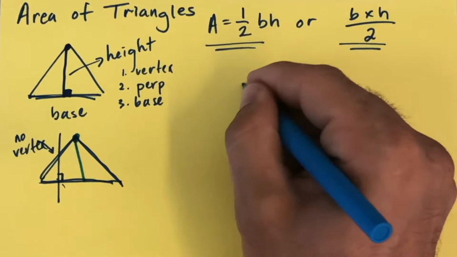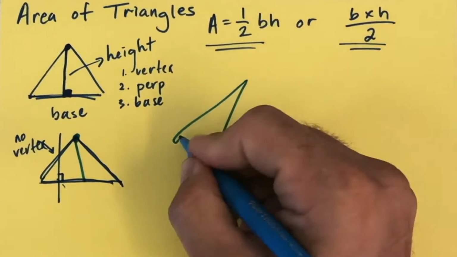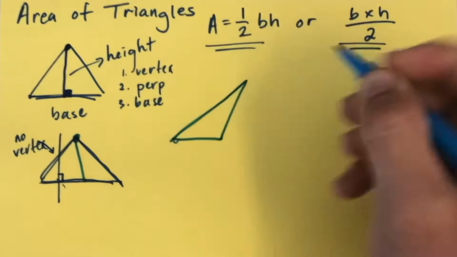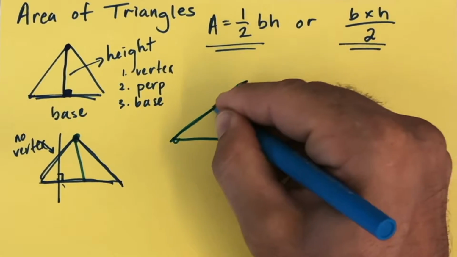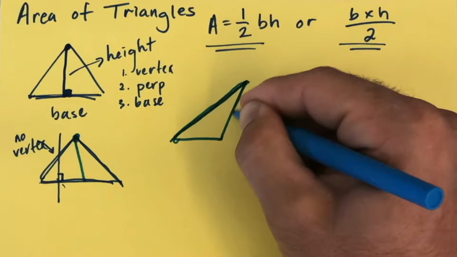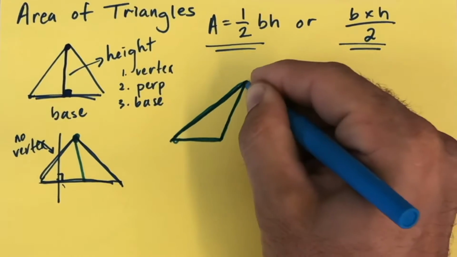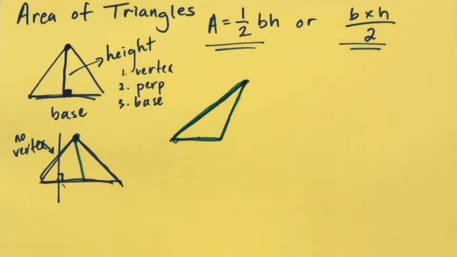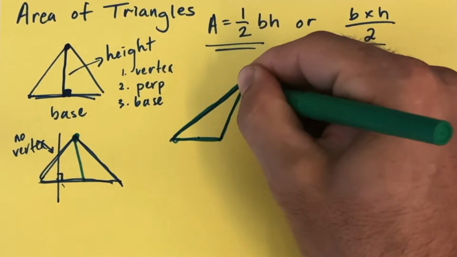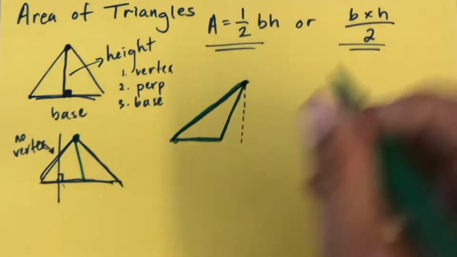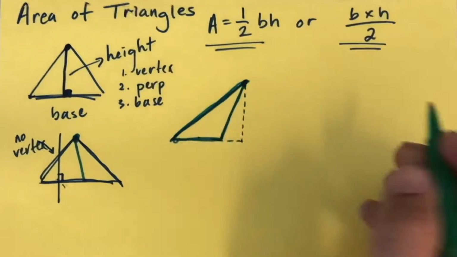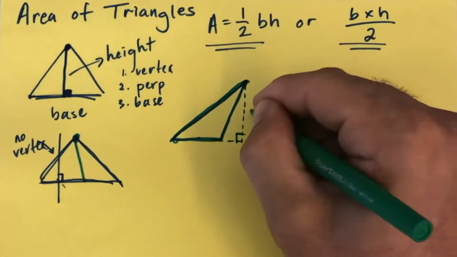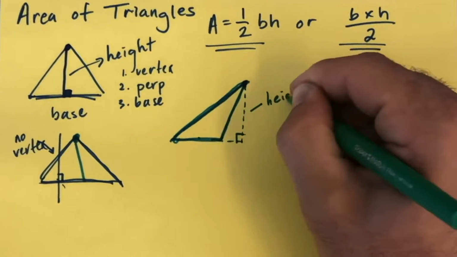You will have some triangles that look like this, where there isn't any way for me to draw a line from the vertex to the base. So what I would have to do is draw a height outside of that triangle and extend the base to be perpendicular to that. And in this case, I would use that as a height.